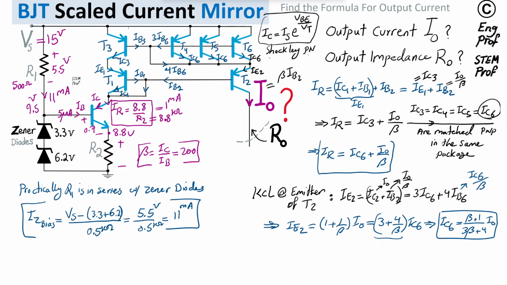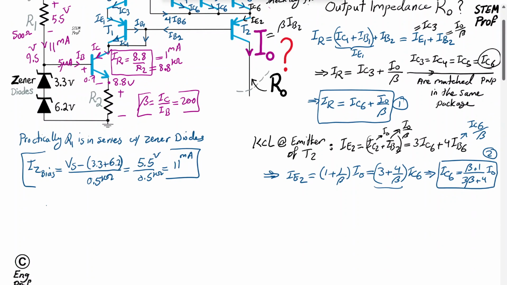So we had equation 1. Let's refer to this as equation 2 and substitute for IC6 using equation 2 in equation 1. Let me change the color back to black. So in equation 1, I'm going to substitute the information from equation 2. I get reference current equal to (beta plus 1) divided by (3 beta plus 4), times I out, and the remaining term is I out over beta.